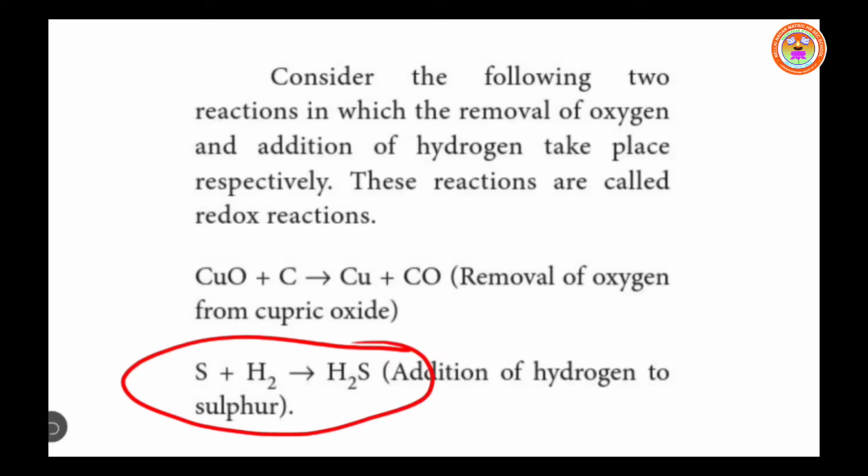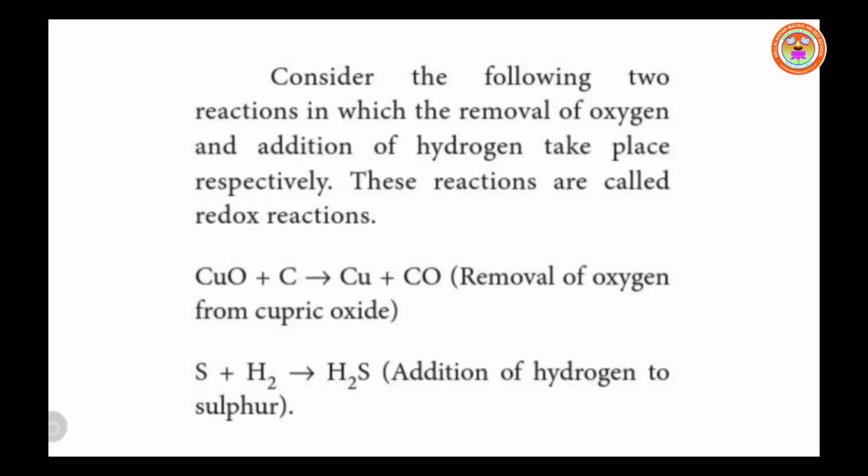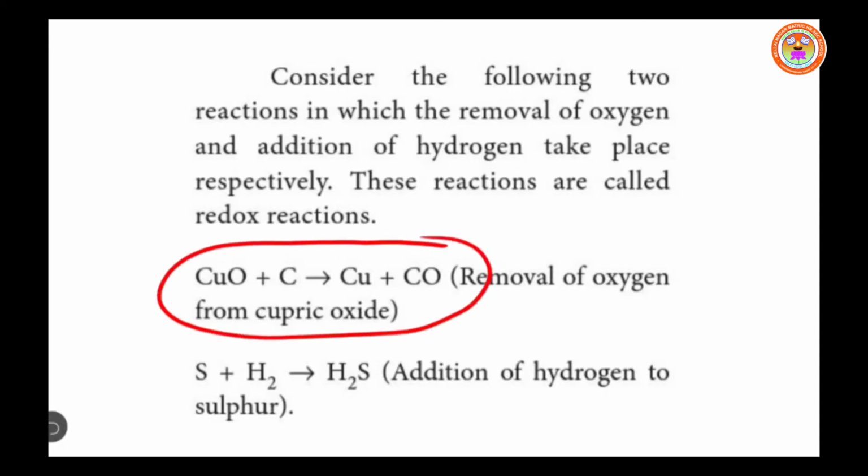Remember, almost all chemical reactions are redox reactions. What are redox reactions? Reactions in which both reduction and oxidation take place simultaneously are called redox reactions. For example, let us consider the reaction of cupric oxide with carbon. Here carbon reduces cupric oxide to copper.